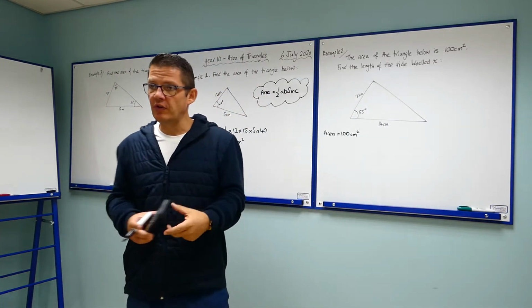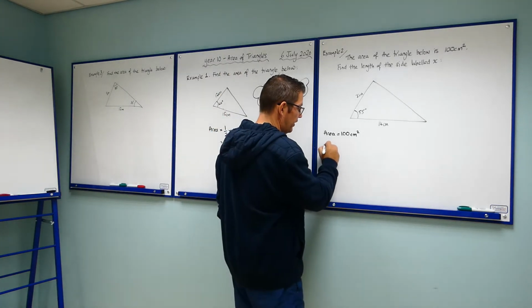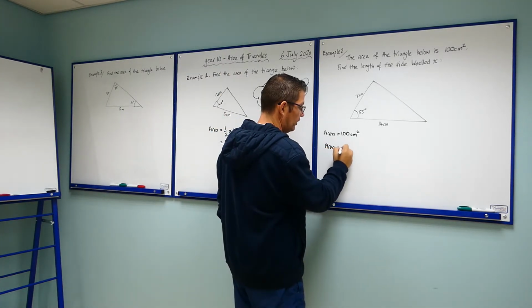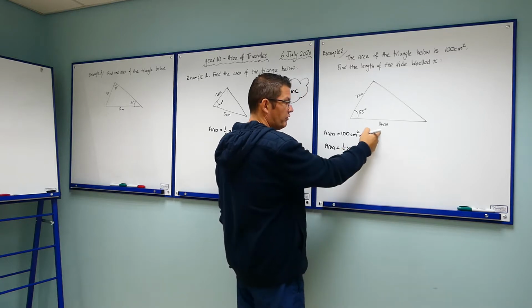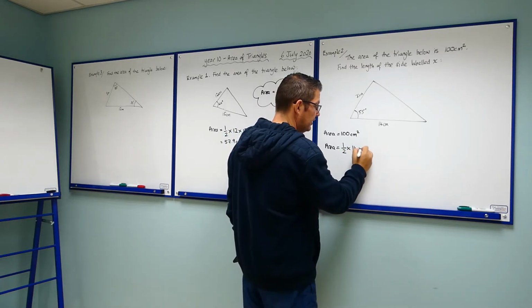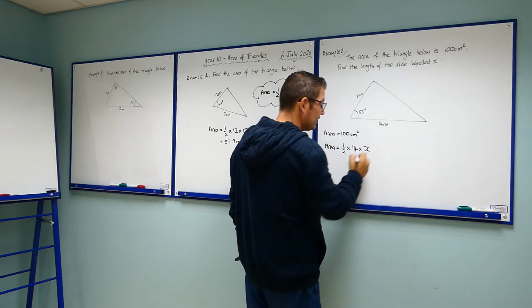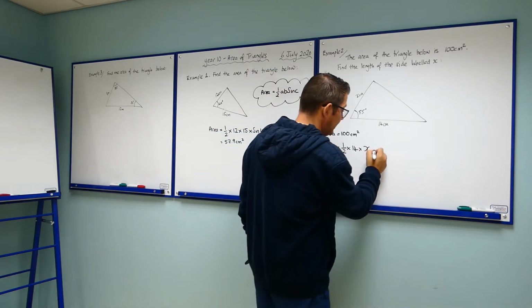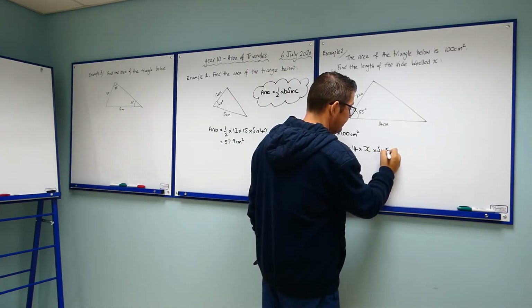So just like with the other one, if I was finding the area of this triangle, it's a half times one of the sides, which is 14, times the other side, which we know is x, that's what we're looking for, times sine of the angle between them, sine 55.